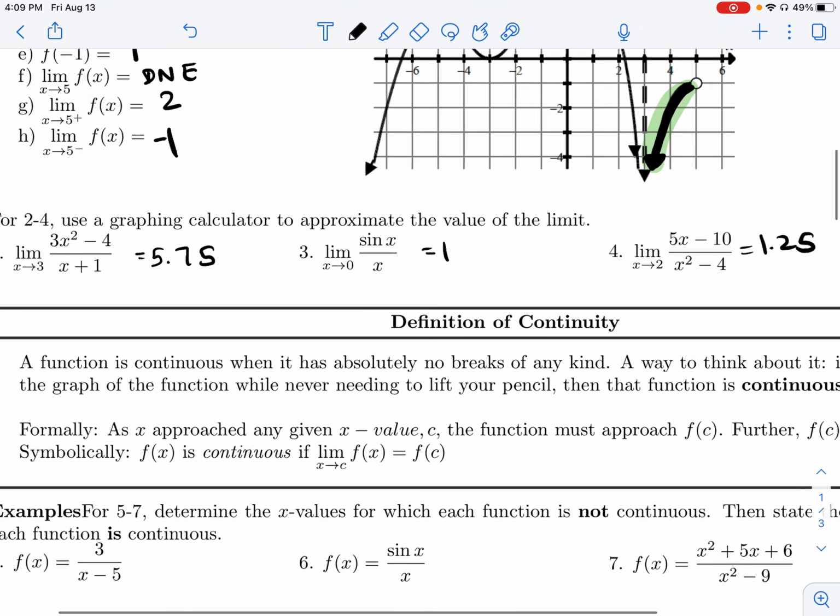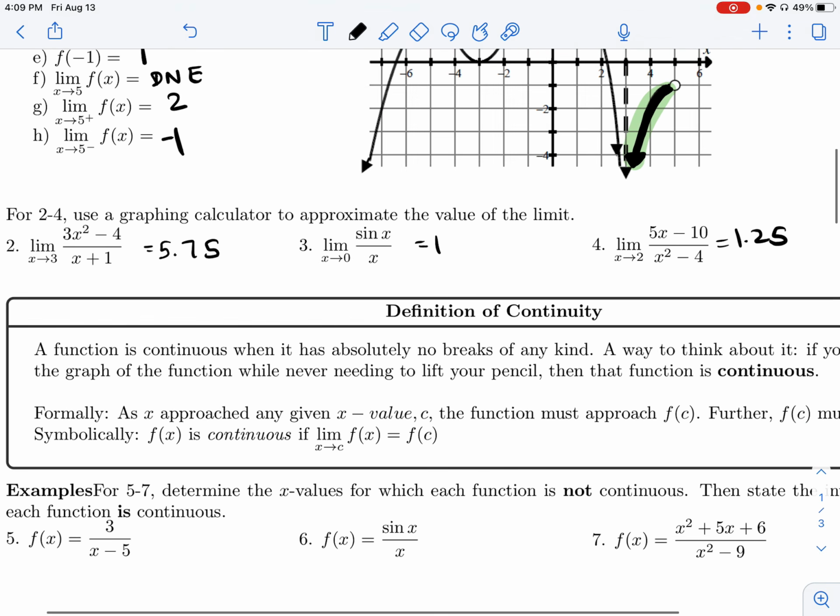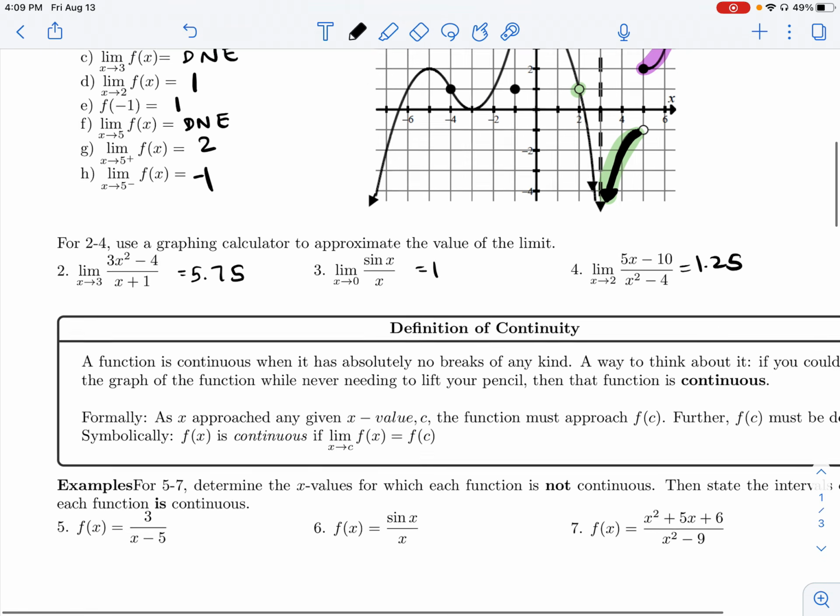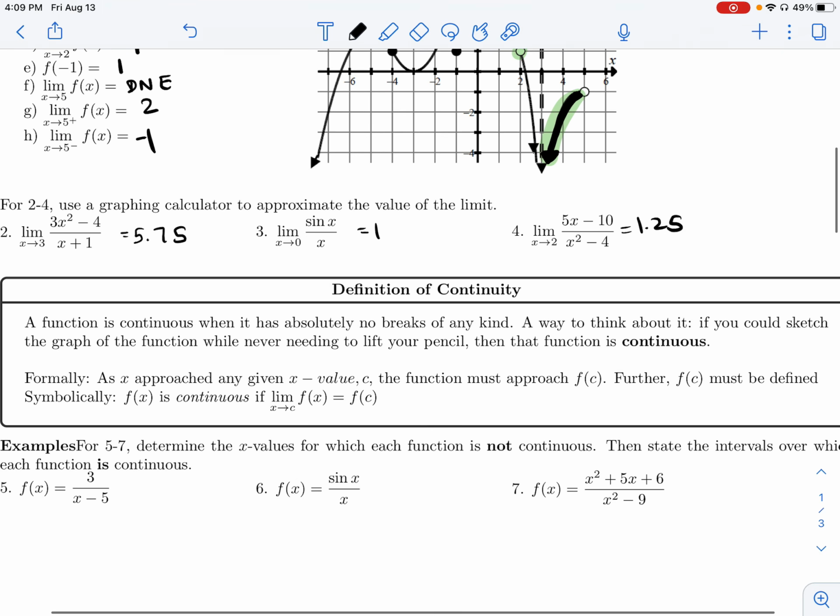Now that we've talked about a limit, let's use our understanding of a limit to describe continuity. Now, you've probably heard the term continuous or have described a function as being continuous in the past before. And we've used some informal definitions.